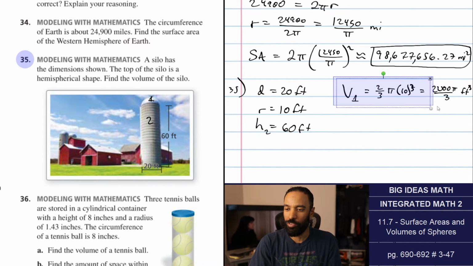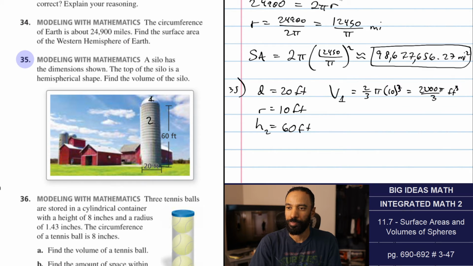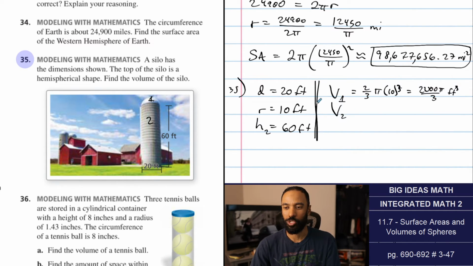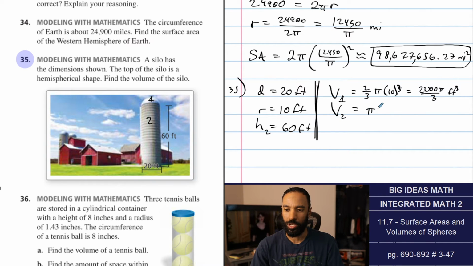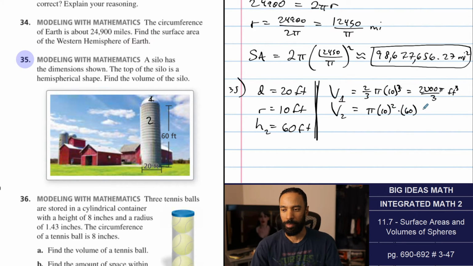So there's volume 1. Volume 2. It's one of those things where if I wasn't recording and doing this stuff, if I was doing it on my own piece of paper or whiteboard, I would never mess that up. It's because I'm trying to say things out loud. Volume 2, we do area of base times height. We do pi times the radius squared times that height. 100 times 60 is 6,000. So you get 6,000 pi cubic feet here.